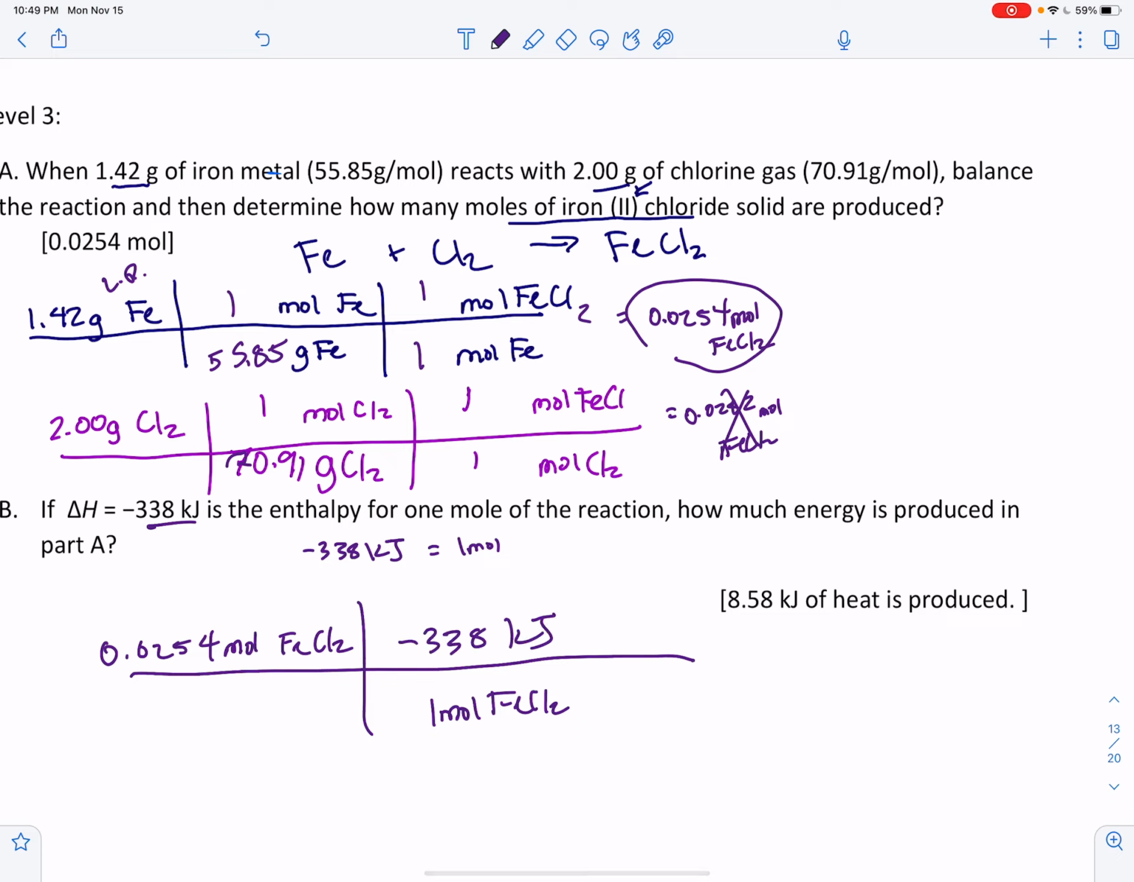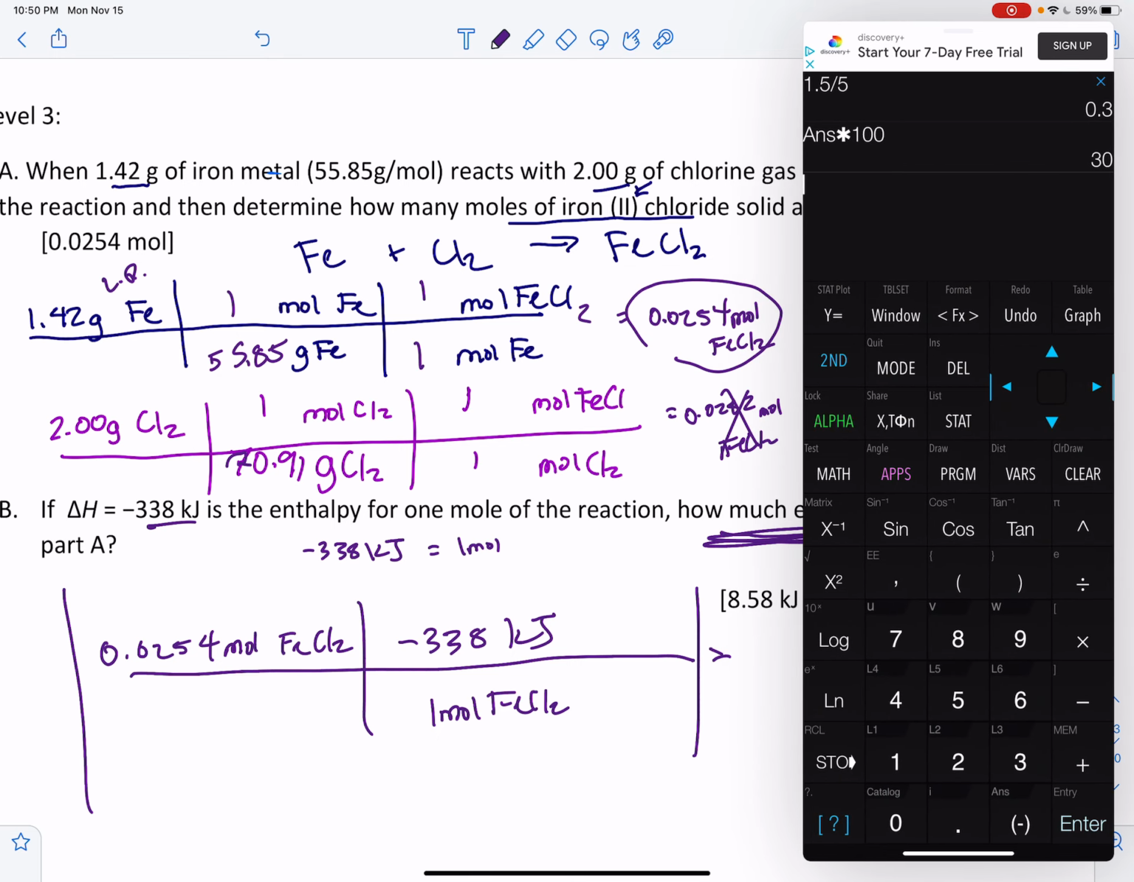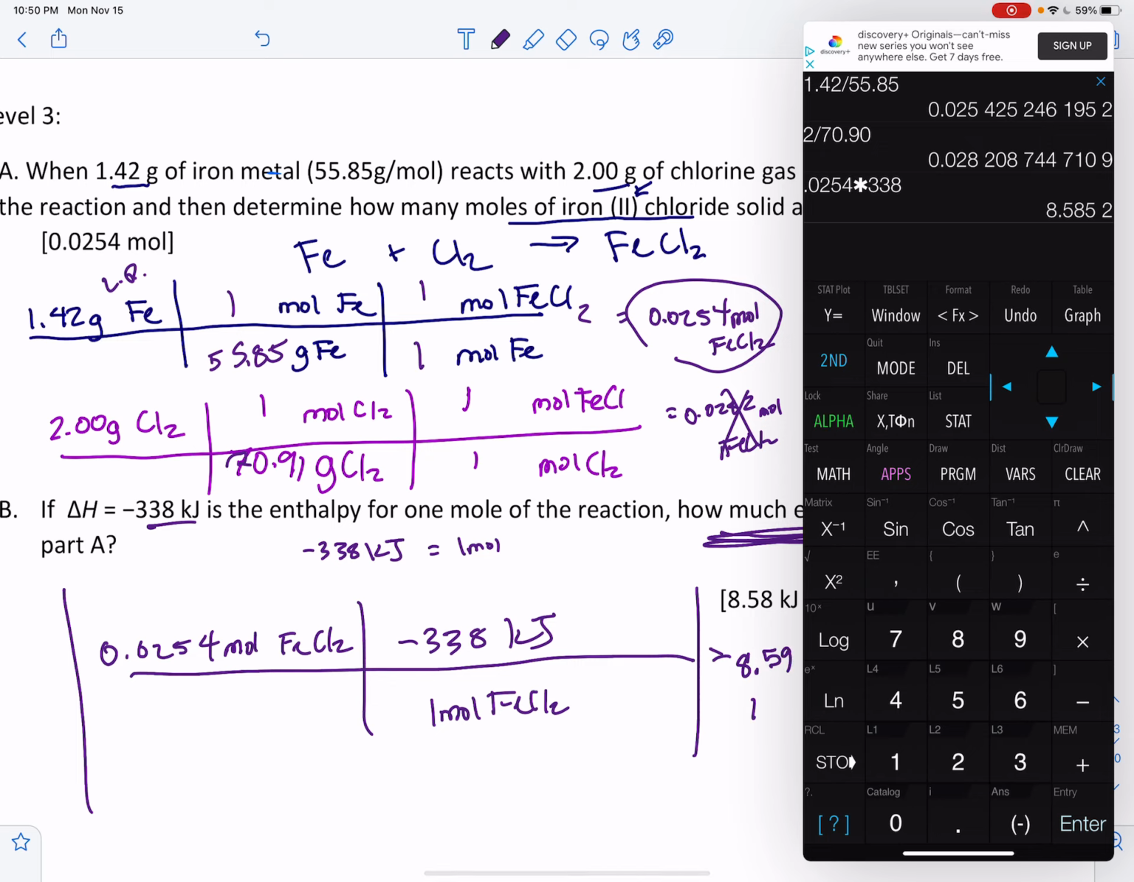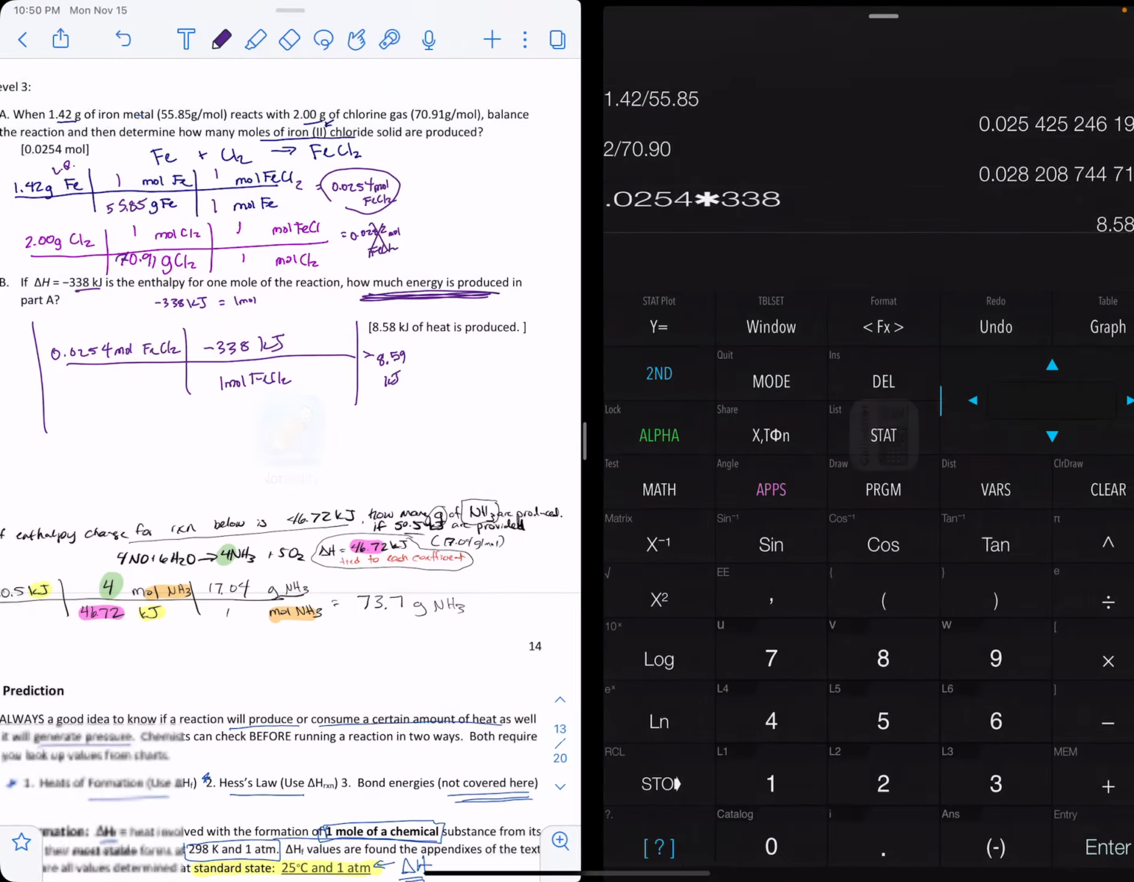Now, because it wants to know how much energy is produced, we understand that it's supposed to be negative. We just want to know the absolute value of this term. Then I'm going to bring my calculator over. So I have my 0.0254 times 338. So that's going to give us 8 point, and we're doing 3 sig figs, 5, 8. Well, in this one, I might round it up to 8.59 kilojoules. There you go.